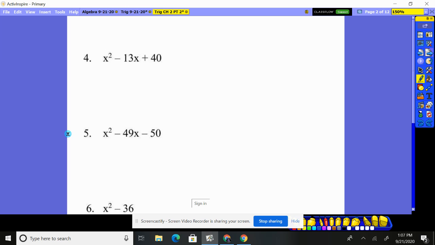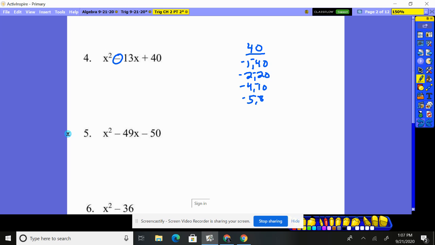Number 4, we have 40 here. 1 and 40. 2 and 20, 3 times nothing, 4 times 10, 5 times 8, 6, that's it. Now, it's a positive 40. However, you notice a negative there. That right there tells me both pieces are negative, because a negative times negative will give me that positive I want, and added together will give me a total loss of a bunch of negatives.